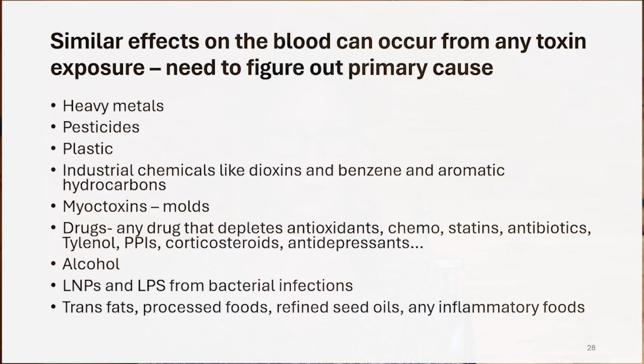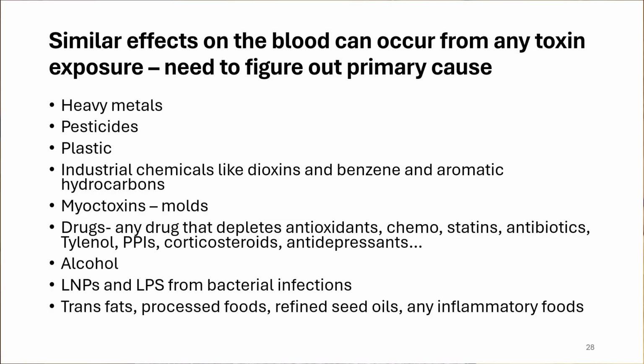So here's a list of the most common toxins that can affect our blood, but also inflammatory foods. We want to make sure that we're not eating trans fats and refined processed seed oils and tons of sugar and packaged food. We want to eat plants and animals, preferably not sprayed with pesticides and herbicides.